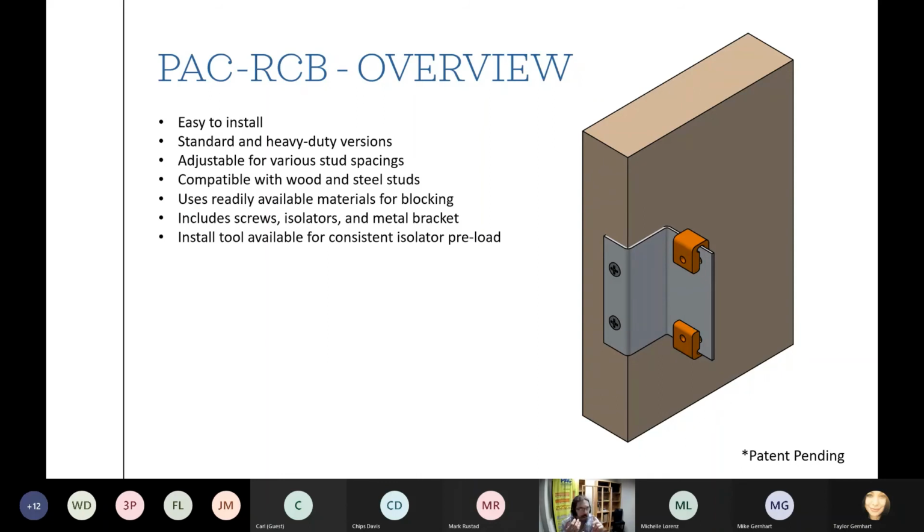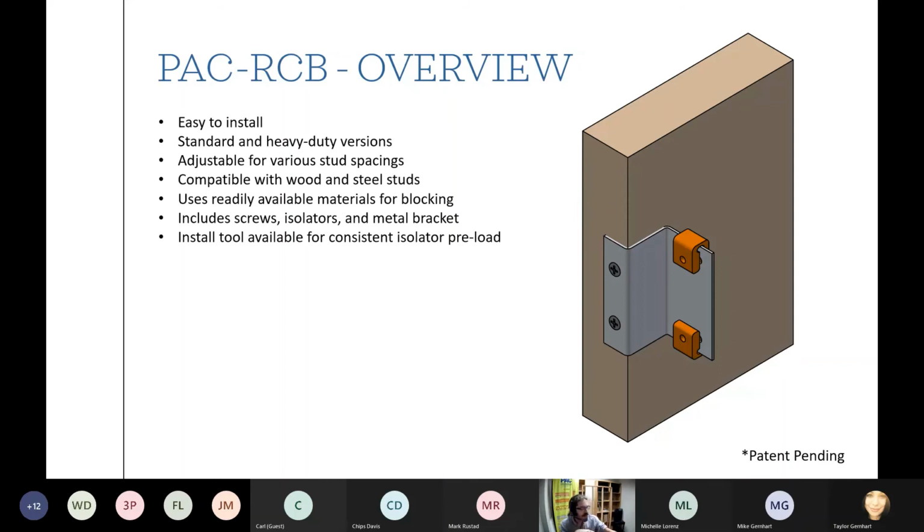It'll come in a kit that includes the screws, the isolators, and the metal bracket. So all the mounting hardware and everything like that that you need are there. The only thing that would be supplied by others is the actual blocking itself, the 2x6 or the track and steel studs. But those things are already going to be on the job site anyways.